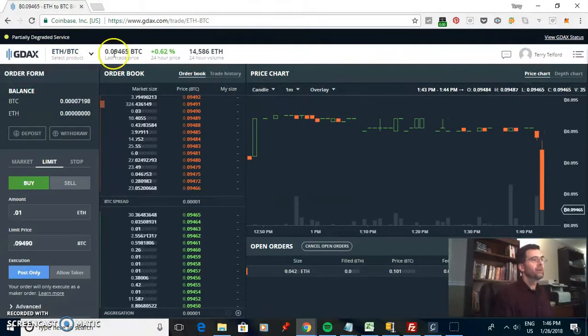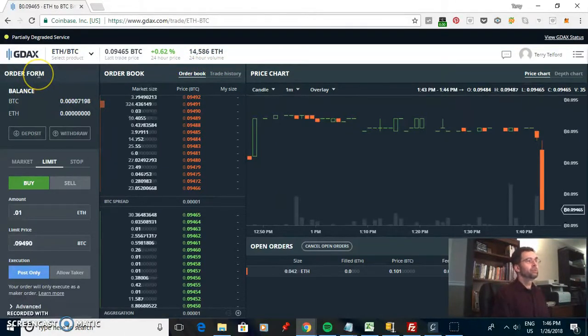It gives you the actual amount of, this is what Ethereum is trading for in Bitcoin. So one Ethereum is 0.09465 Bitcoin. It tells you that in the last 24 hours, it's up 0.62%. And there's a 14,586 volume in the last 24 hours.